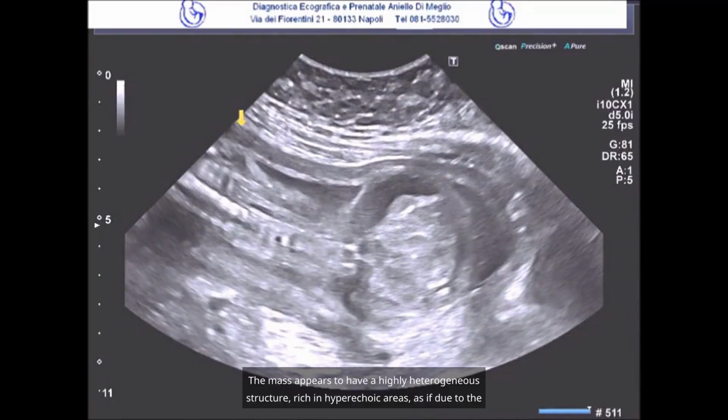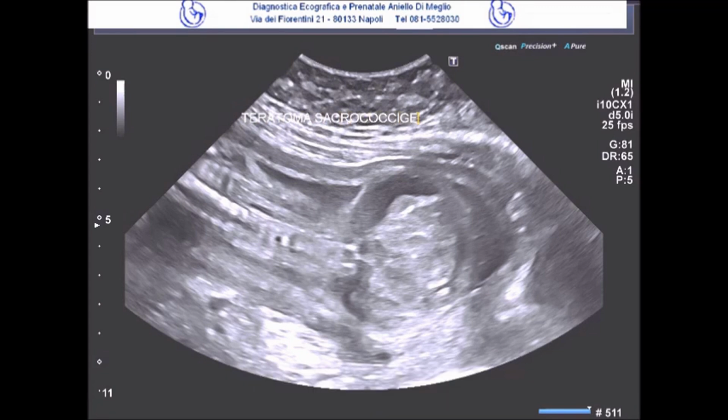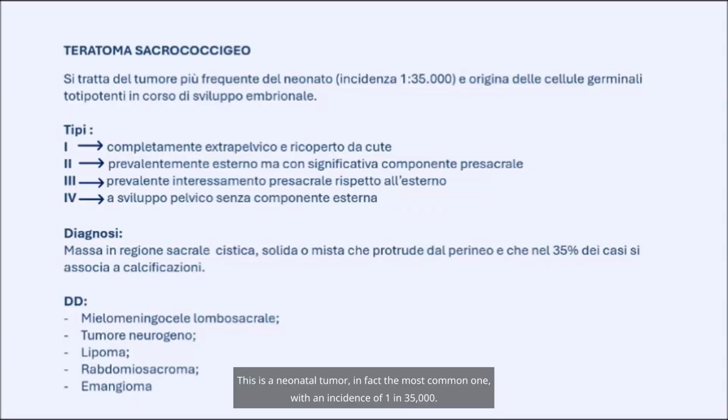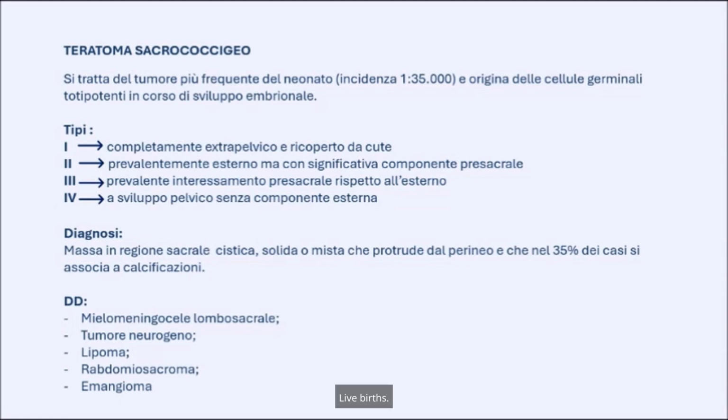The mass appears to have a highly heterogeneous structure, rich in hyperechoic areas, as if due to the presence of calcifications and cystic regions. Therefore, a diagnosis of sacrococcygeal teratoma is made. This is a neonatal tumor, in fact the most common one, with an incidence of 1 in 35,000 live births.